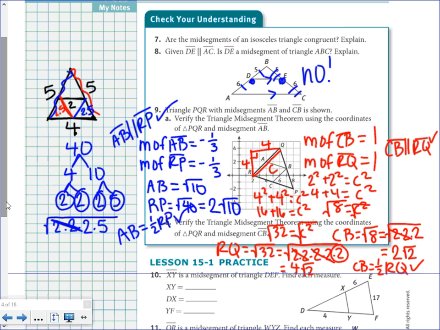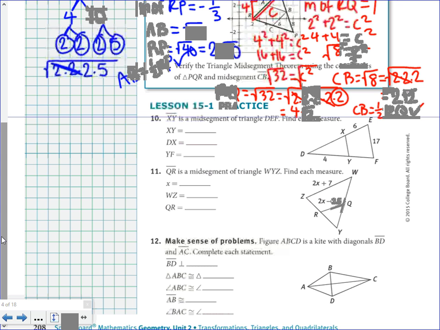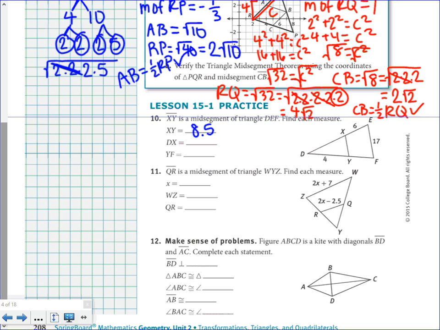So now let's look at number 10. If XY is the mid-segment, that means that it's going to be half of 17. So that means it's going to be 8.5. It also means that X is the midpoint of this side, and Y is the midpoint of this side. So if XE is 6, DX also has to be 6. Then if DY is 4, that means that Y to F is also going to be 4.